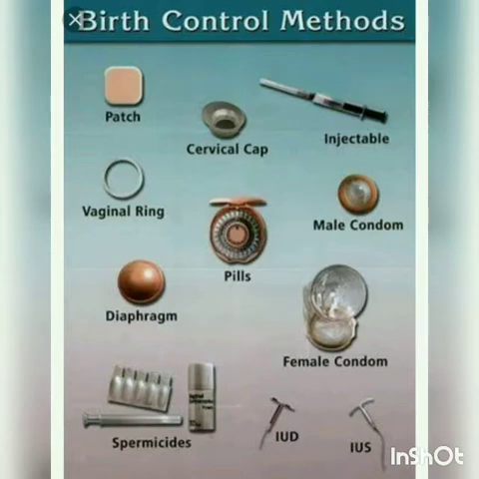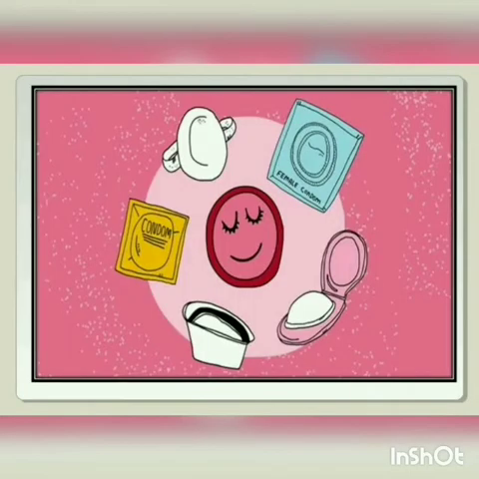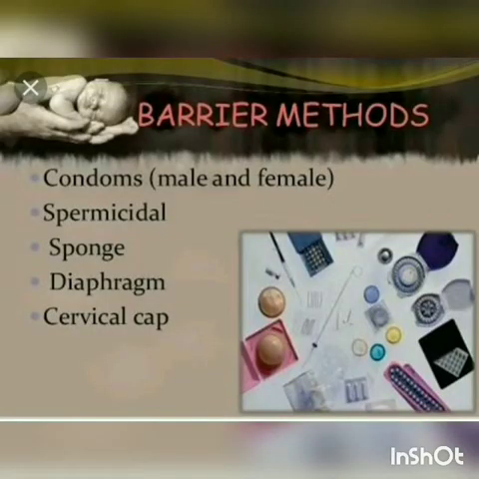Next is the barrier method. Barrier method means it prevents the ovum and the sperm from meeting. There are different types of barrier: chemical barrier, mechanical barrier, hormonal barrier. Chemical barrier means foaming tablets, melting suppositories, jellies, creams; these chemical agents are used to inactivate the sperms in the vagina. And in the mechanical barrier methods, condoms are used. Condoms are used by the male, whereas the female uses the diaphragm and the cervical caps.